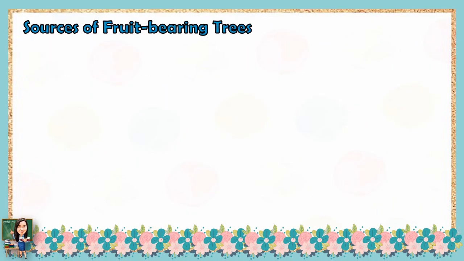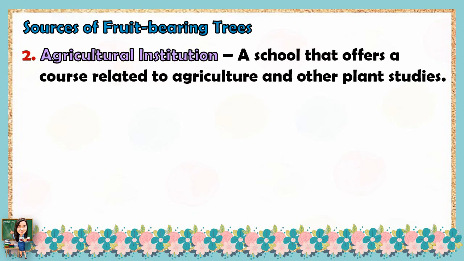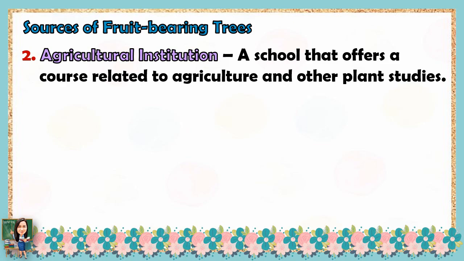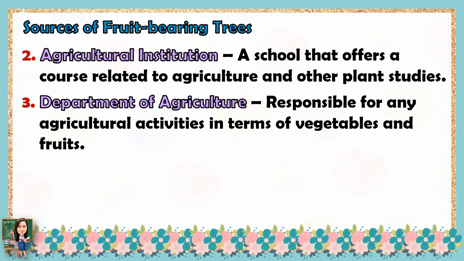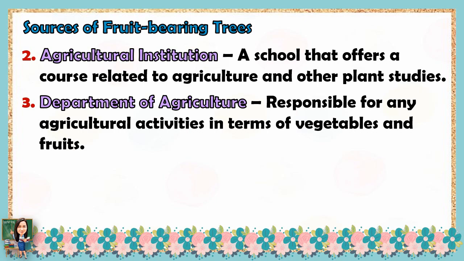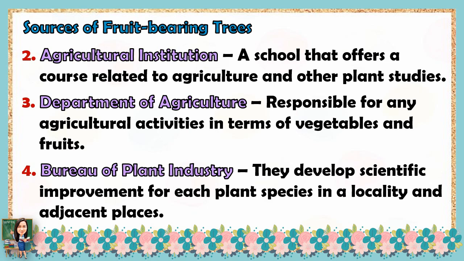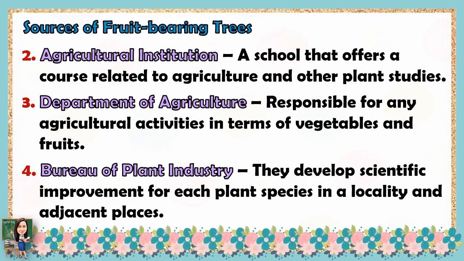Another source of fruit-bearing trees is number 2, agricultural institution, a school that offers a course related to agriculture and other plant studies. Number 3, Department of Agriculture, responsible for any agricultural activities in terms of vegetables and fruits. And number 4, Bureau of Plant Industry. They develop scientific improvement for each plant species in a locality and adjacent places.